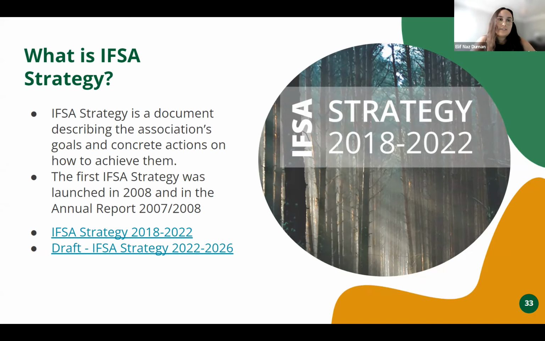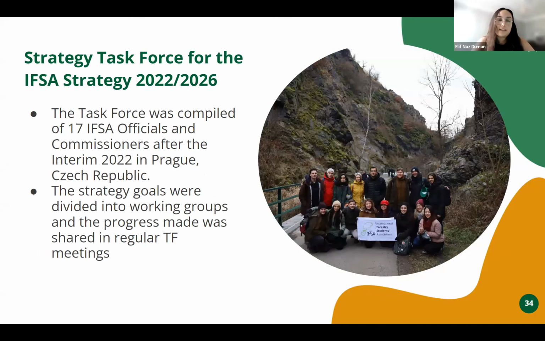This strategy was compiled by a task force of 17 IFSA officials and commissioners after the interim that took place in Prague, Czech Republic. The strategy goals were divided into working groups. There are 3 main goals in the IFSA strategy, and the progress was made in the working groups separately, and we had regular meetings with the working groups to give us updates and work together as well.